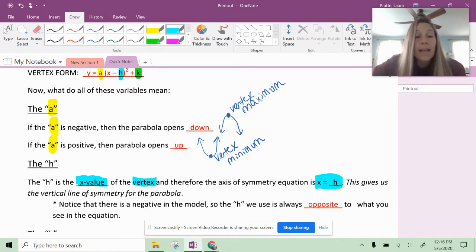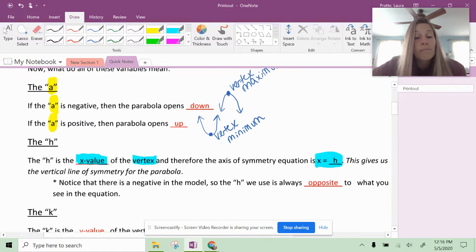Notice that there is a negative in the model, so it's x minus h. So if you remember when we solve with zero product property, we end up with the opposite sign. So the h we use will always be the opposite to what you see in the equation, and that's because when you solve for those intercepts or whatnot, you would have to use zero product property.